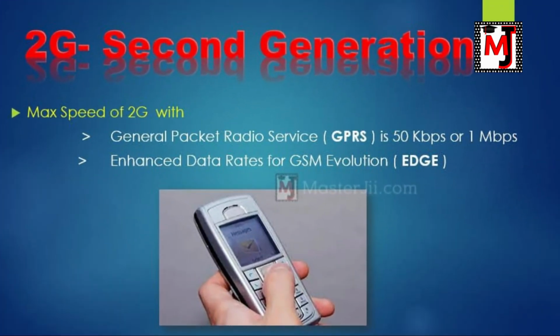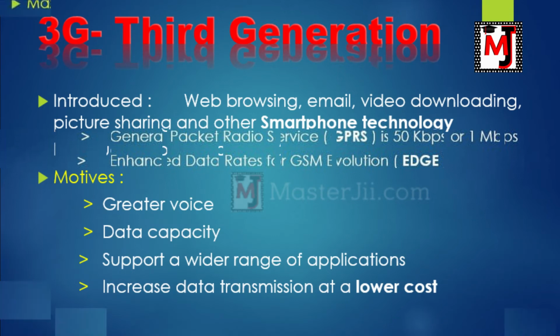The maximum speed of 2G with General Packet Radio Service, that is GPRS, is 50 kilobyte per second or 1 megabyte per second with Enhanced Data rates for GSM Evolution, that is EDGE. Before making the major leap from 2G to 3G wireless networks, the lesser known 2.5G and 2.75G was an interim standard that bridged the gap.